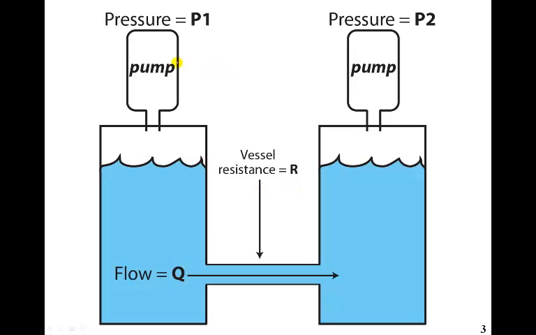And the thing that drives the flow of fluid through this vessel is pressure that's applied on the two chambers. There's a pump that's creating pressure in this chamber. We'll call it P1. And there's a pump that's creating pressure over here. We'll call that P2. And so we want to ask the question, how big is Q? Given a certain P1, P2, and R, what's the flow going to be?